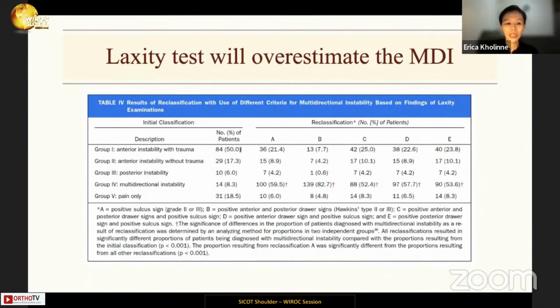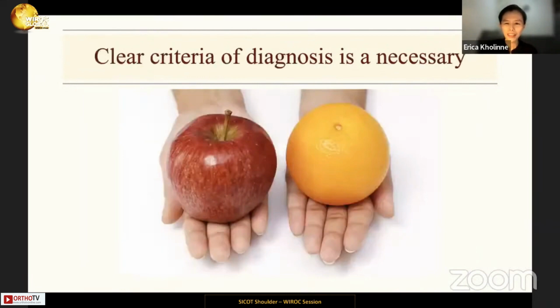This observation is important because the results of the studies may vary if patients with traumatic instability are considered to have MDI just because of positive laxity testing. So until the criteria are clear, investigators or researchers will not be able to contribute in a compelling way to understand the condition, since they cannot know whether studies are comparing apples and oranges.